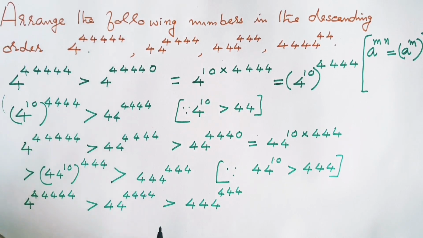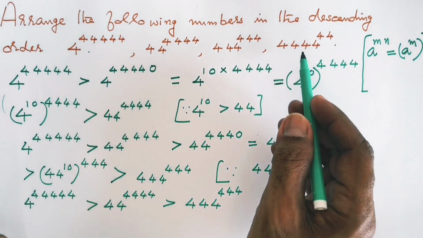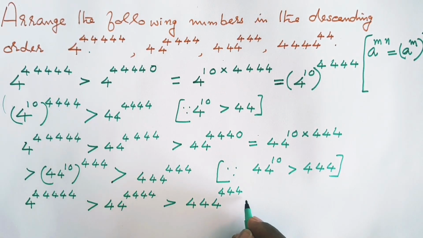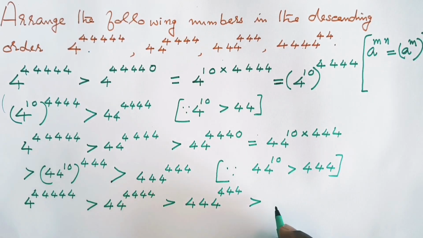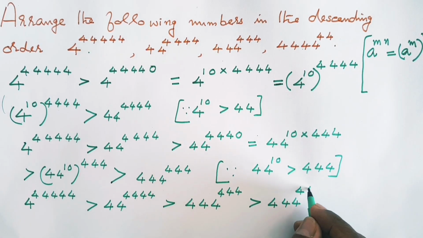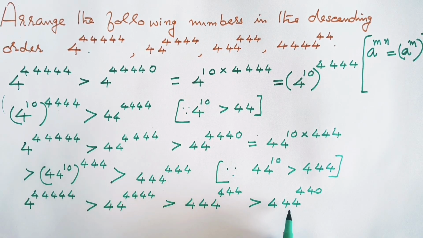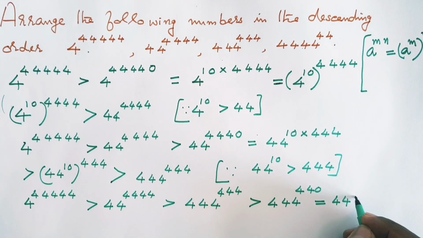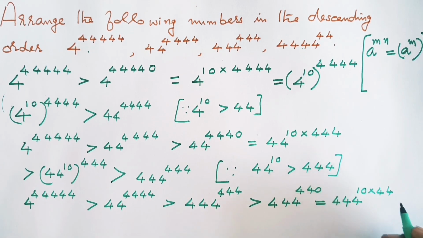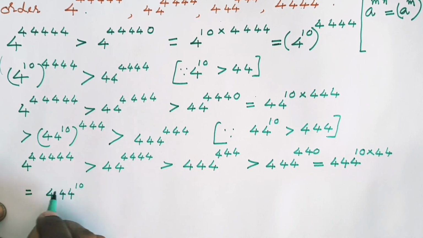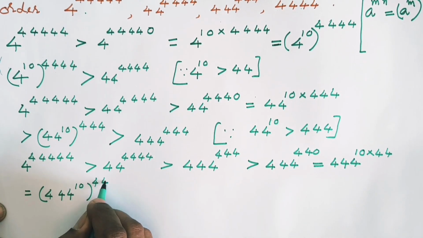So you got an idea. Okay, I'll complete it. This number I can show to be bigger than the fourth number given for comparison. Let me start it here. I'm going to slightly modify this number like this. Let me write 440 instead of 444. Same base, so obviously this will be smaller. Then like we did before, it is equal to 444, 10 times 44. Now that's equal to 444 to the power of 10, the whole to the power of 44.